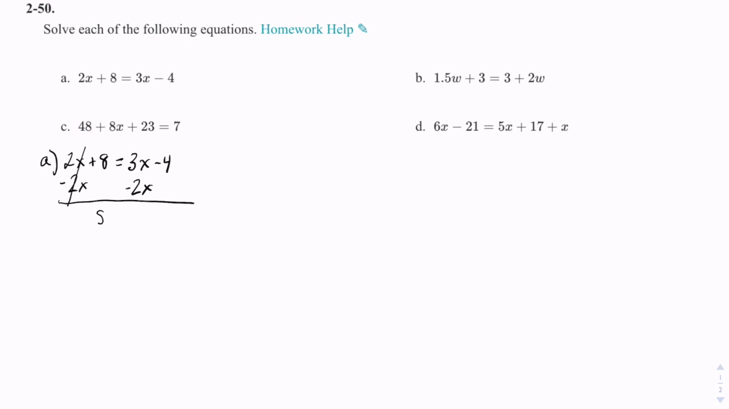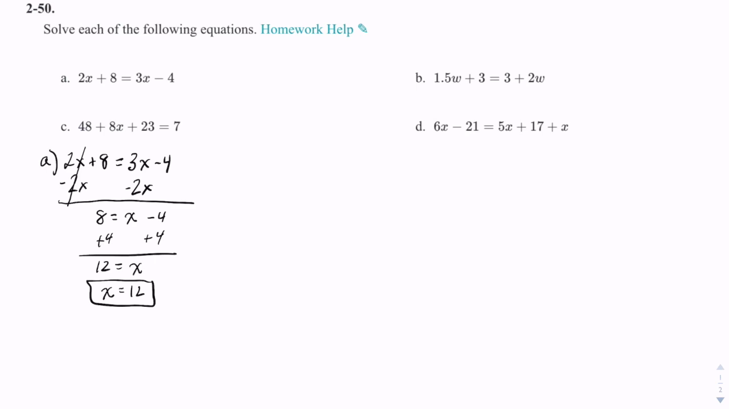I get 0. So I get 8 equals 3x minus 2x is 1x, or x minus 4. And then I'll add 4 to both sides. Again, properties of equality. And I'll get x equals 12, and I'll always write it with the variable on the left, x equals 12, right?